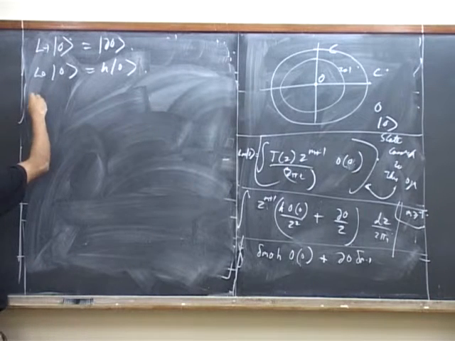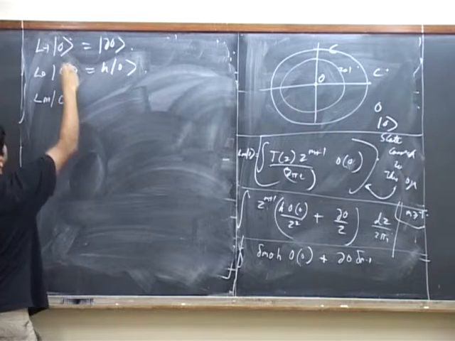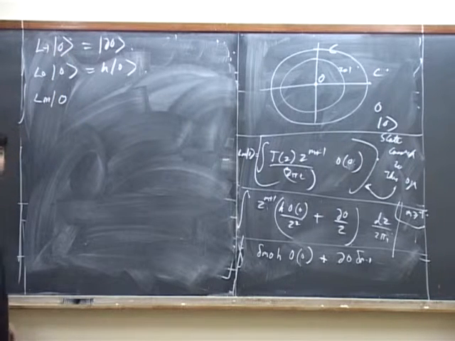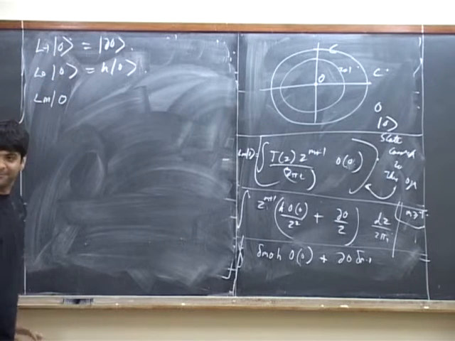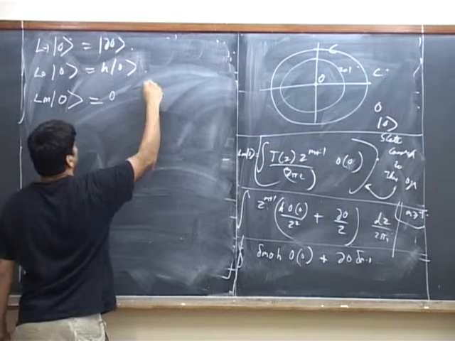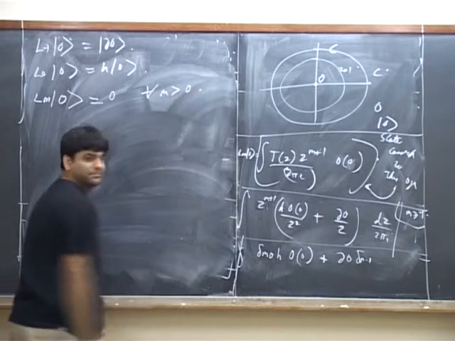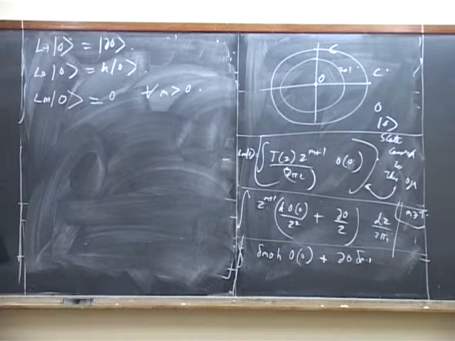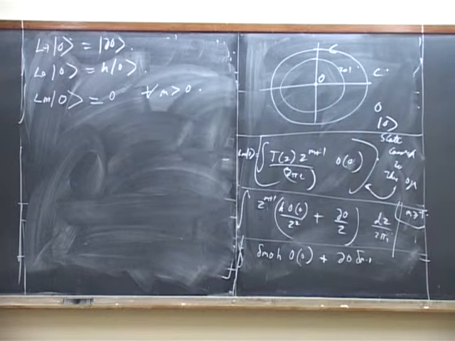But this statement: Ln of the state O is equal to 0 for all n greater than 0. I'm sorry, I used bad notation. This is the state O, not O(0). That crucially uses the fact that there were no singularities in the OPE beyond inverse quadratic. And it's true only of primary operators.